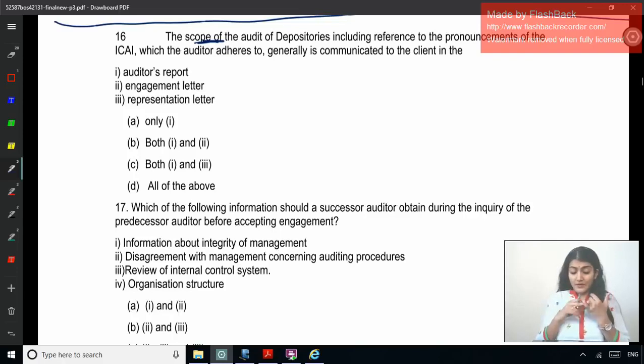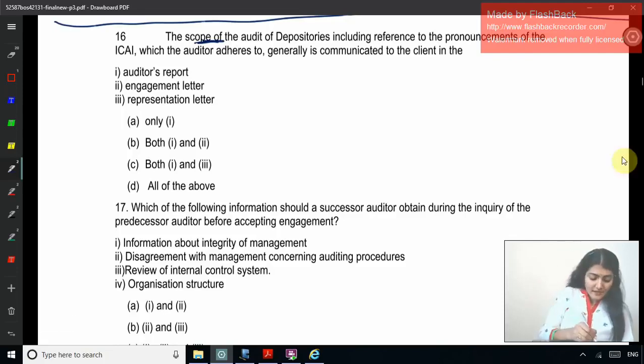Right, so in the auditor's report you will mention about the scope of audit, that we have conducted our audit in accordance with the standards on auditing. Okay, in the engagement letter it will be mentioned that we will conduct our audit in accordance with the standards on auditing, and representation letter also, right? Representation letter also, is it required to be communicated? Right, in the representation also we need to mention, right? The management would mention that they are aware of the fact that the auditor is going to do the audit in accordance with the standards and that there is no guarantee for fraud and error detection.